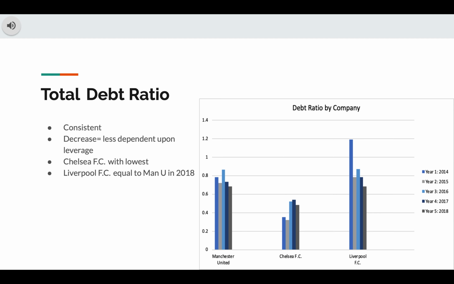Manchester United's total debt ratio has stayed relatively consistent from 2014 to 2018. There was a slight decrease from 2016 to 2018, which was good for the company because it indicates that they are less dependent upon leverage. And in comparison to their competitors, Chelsea FC has always maintained the lowest debt ratio, whereas Liverpool was originally very high back in 2014, but by 2018 they became equal with Manchester United's.